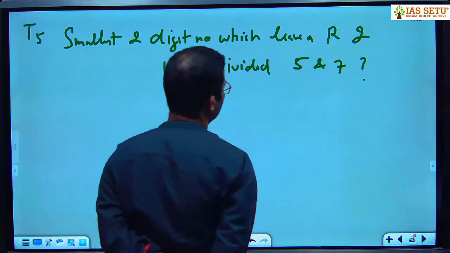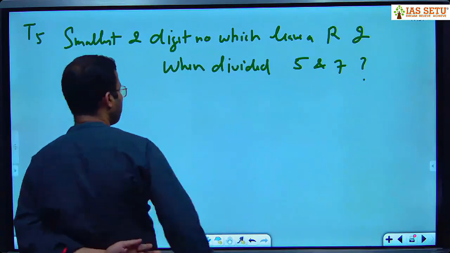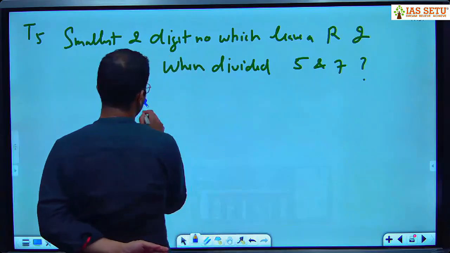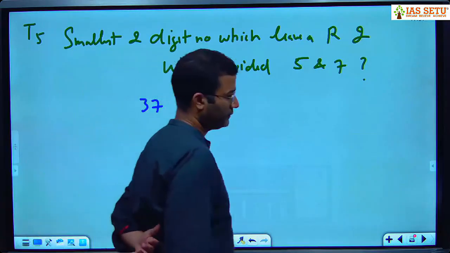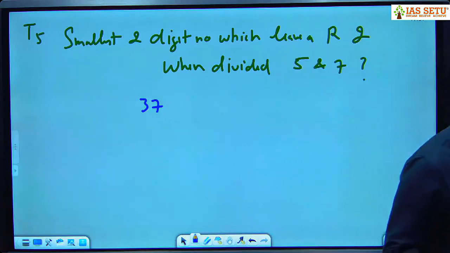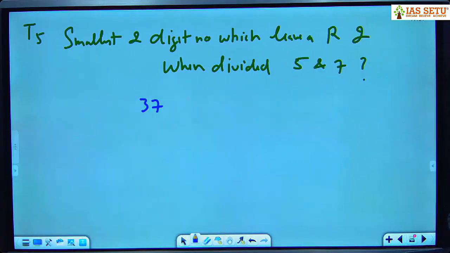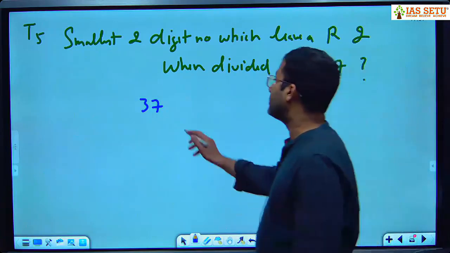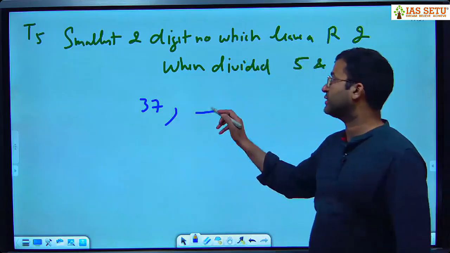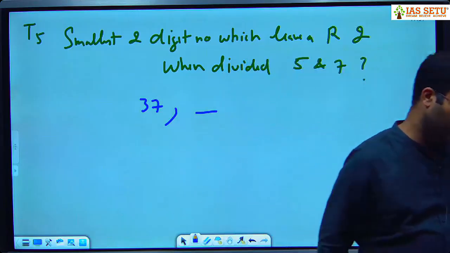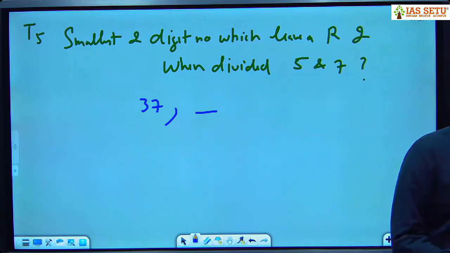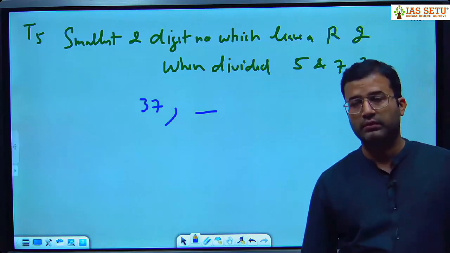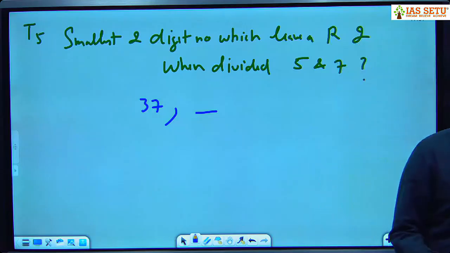Smallest 2-digit number which leaves remainder 2 when divided by 5 and 7. Answer is 37. Yes. You can check, 37 divided by 5 remainder 2, 37 divided by 7 remainder 2. Tell me, after 37 what is the next 2-digit number? After 37 what is the next number?